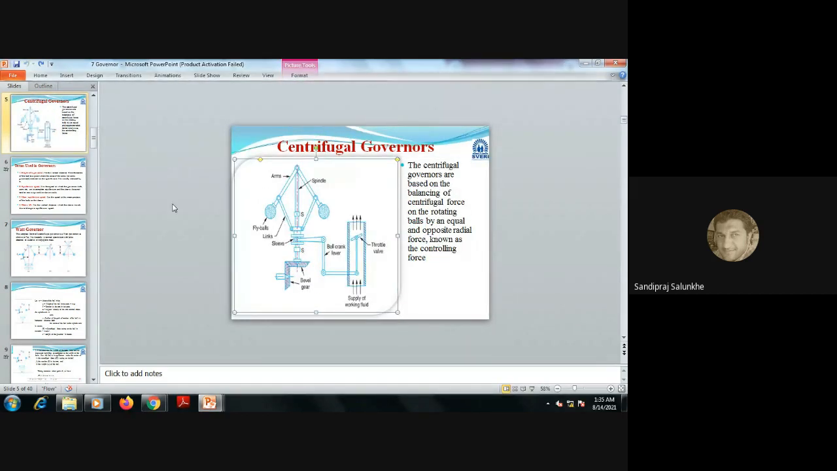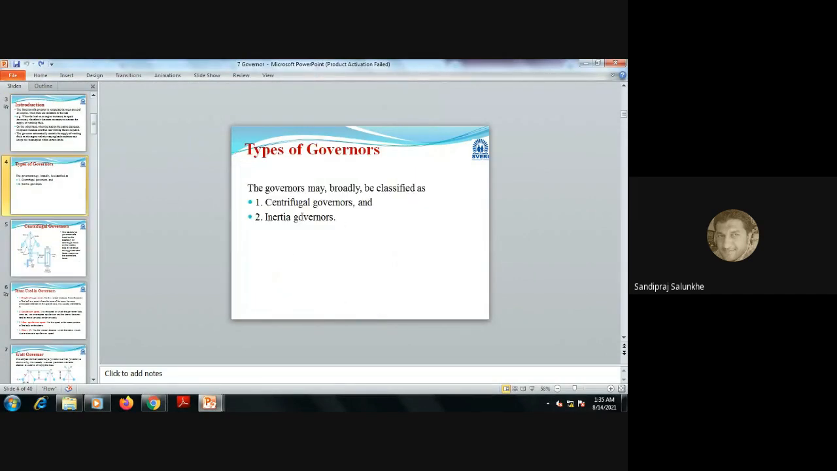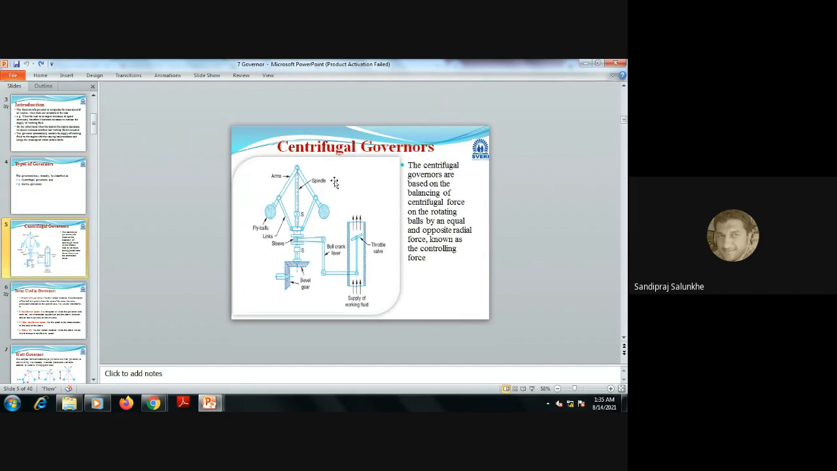Okay. Now we are going to see one by one the types. Now there are two types of governor. One is called as centrifugal. Second one is called as inertia. This inertia governor we are not going to see. Normally these inertia governors are used for variable speed engine. We are going to see these centrifugal governors.